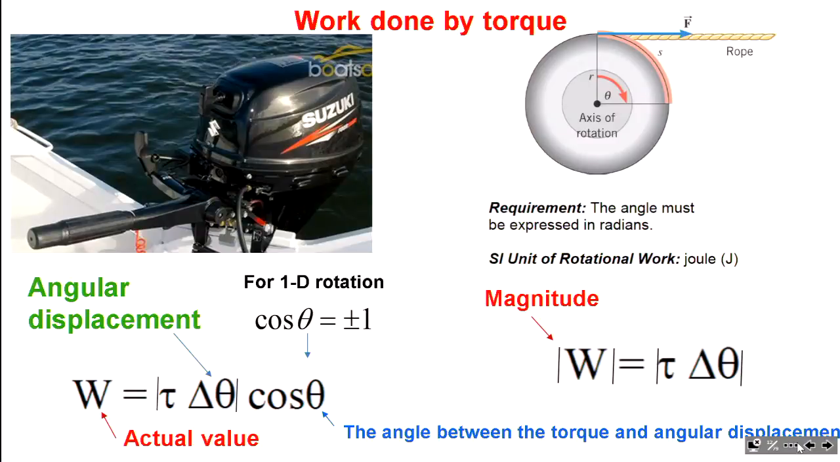And how does torque point? Counterclockwise or clockwise? How does angular displacement point? Counterclockwise or clockwise? That's it. So they're only parallel or opposite to each other. Nothing else might happen. If they're parallel, both clockwise or both counterclockwise, there is no angle between those two. 0, cosine of 0 is 1. Work is positive. If the opposite, angular displacement, let's say, clockwise, and the torque is counterclockwise, cosine of 180 is -1, the work is negative.